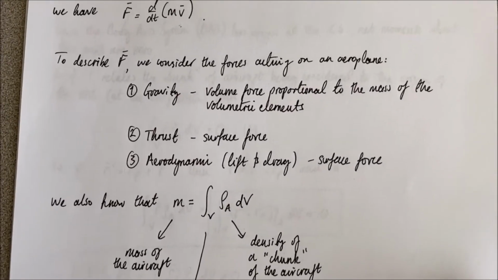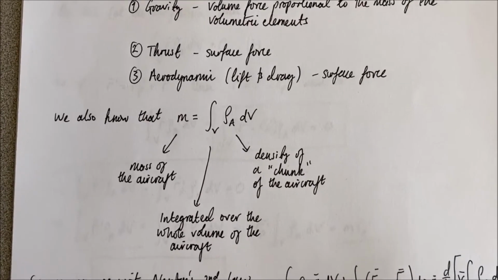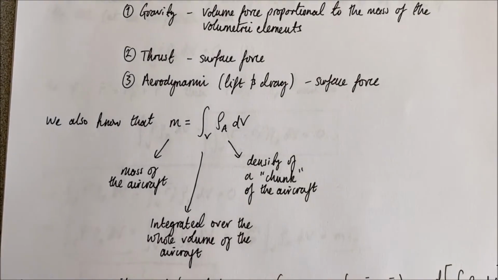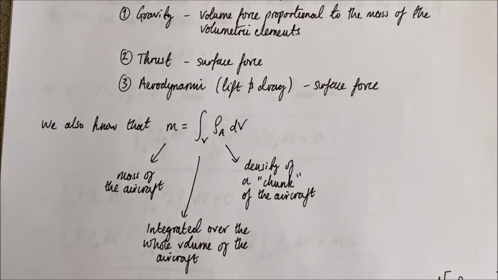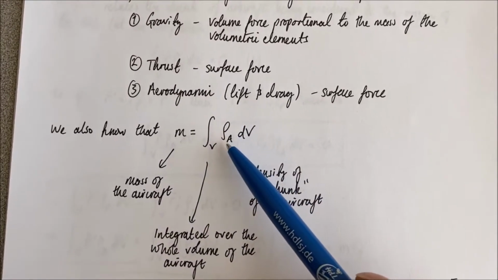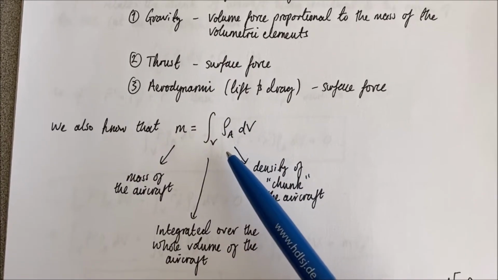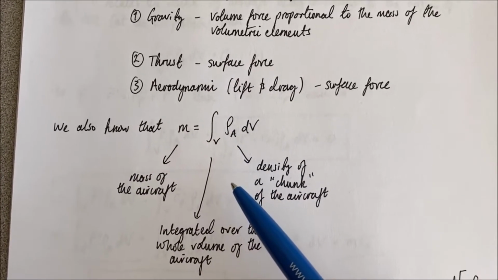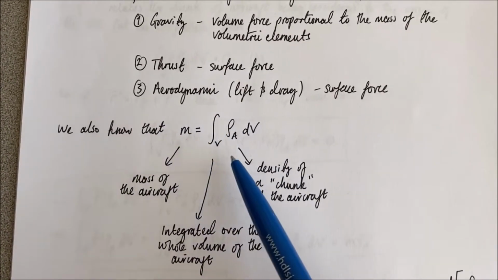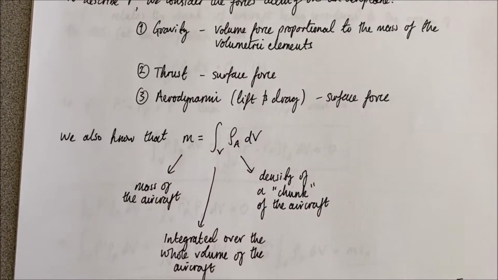One other thing to note is how we can describe the mass of our aircraft. So if we consider little infinitesimal chunks of our aircraft, which each have a density associated with them, right? And we integrate that over the whole volume of the aircraft, that gives us the total mass of the aircraft, right? So this is just a different way of expressing m due to the different densities of the materials that make up the aircraft.